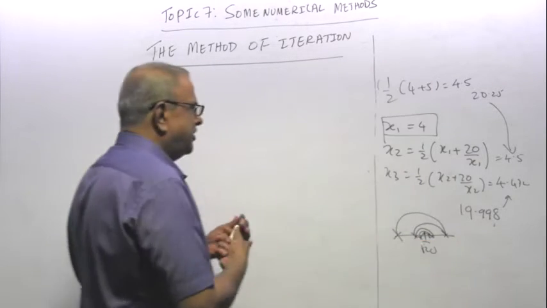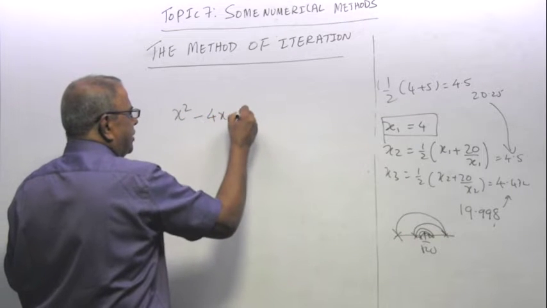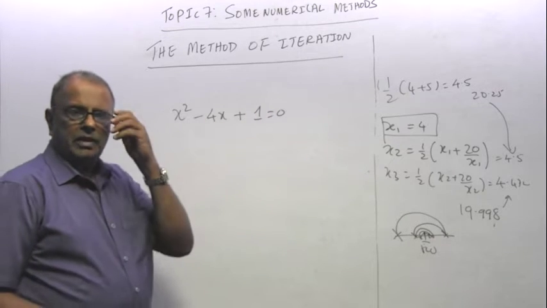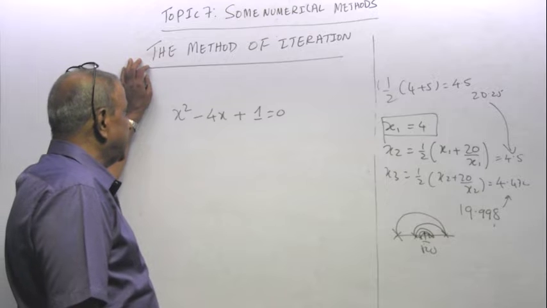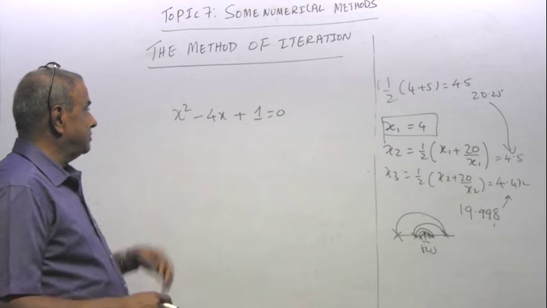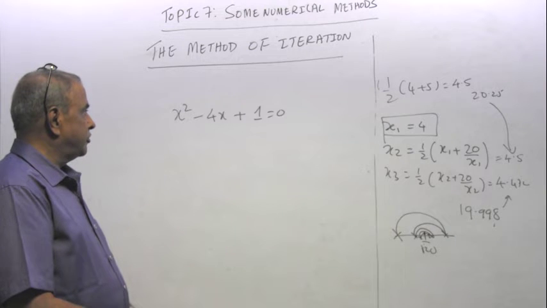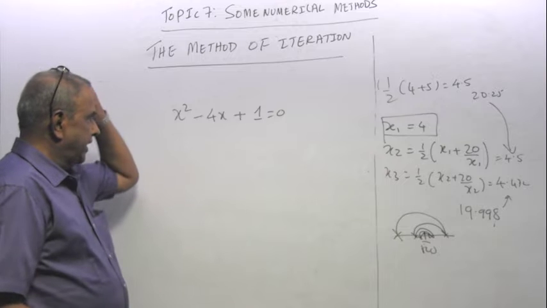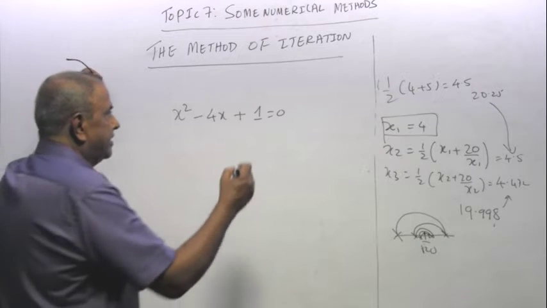So for example, let's take a simple quadratic equation, x squared minus 4x plus 1 equal to 0. When x is 0 it is 1, when x is 1 it is negative, so it's between 0 and 1. When x is 2 it is negative. When x is 3, squared is 9, plus 1 is 10, minus 12 is negative. So between 2 and 3.